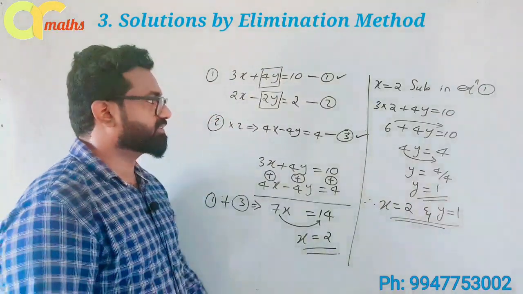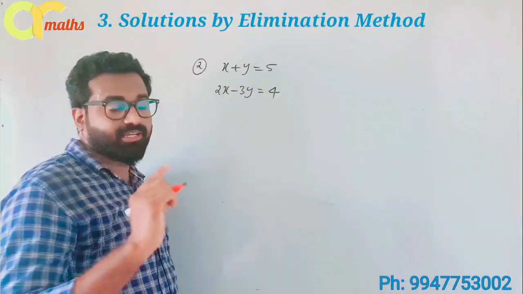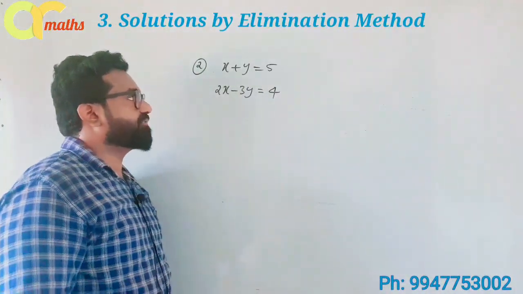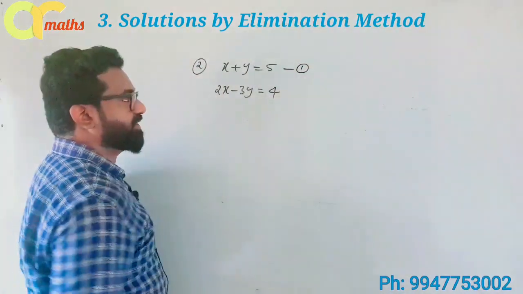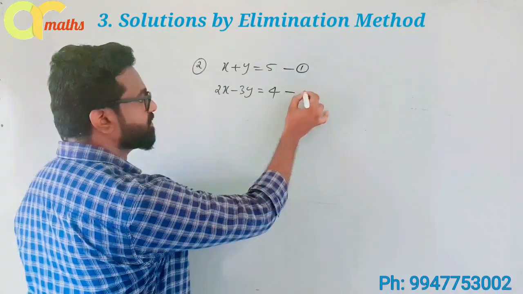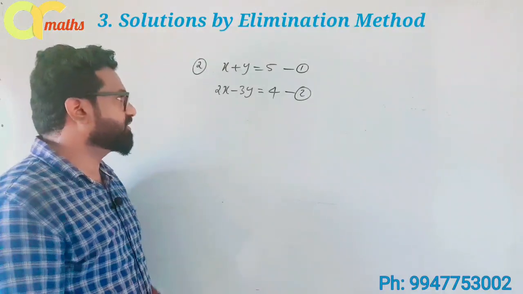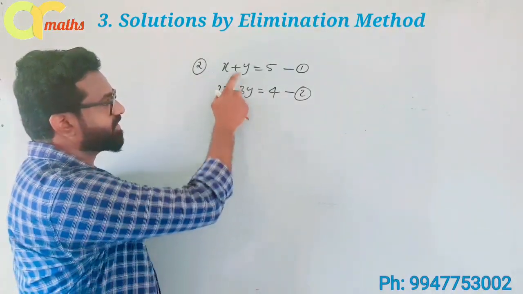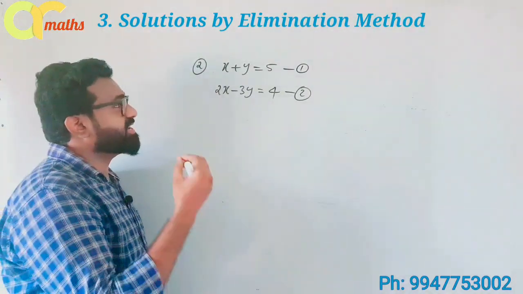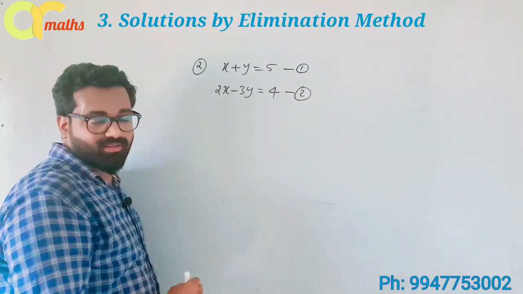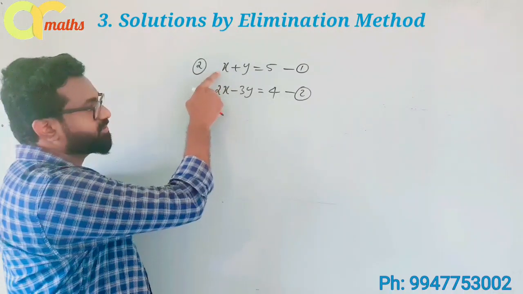Ready? This is the method of finding the solution of linear equations by elimination method. Okay, next, our second question: find the value of x and y, or solve the linear equations. The first equation is x plus y equal to 5 and the second equation is 2x minus 3y equal to 4. Ready? By elimination method. So here 2x, here x, this is minus 3y, this is y. So the first step is to make any one term equal. Here 2, you can multiply it by 2, it will be equal.